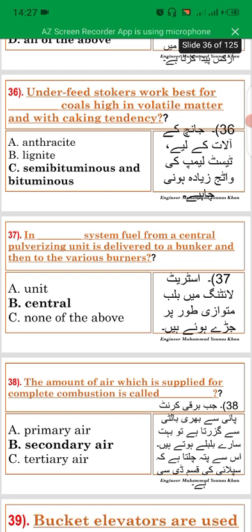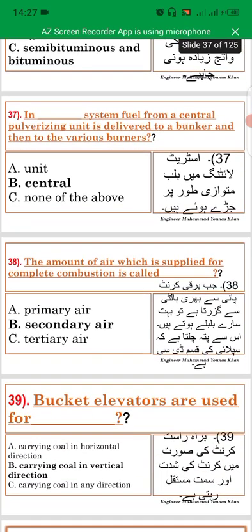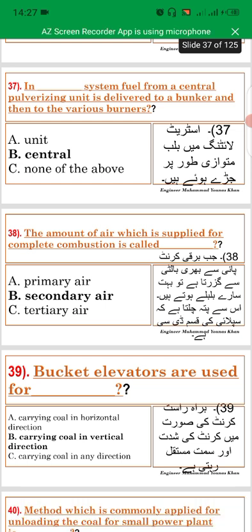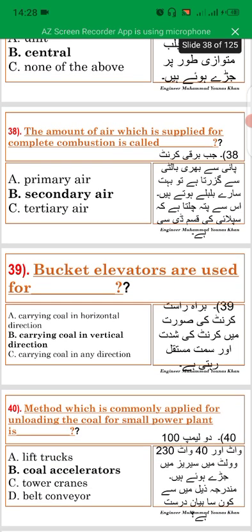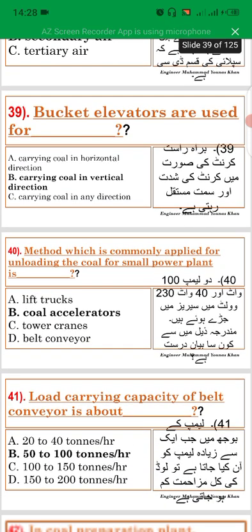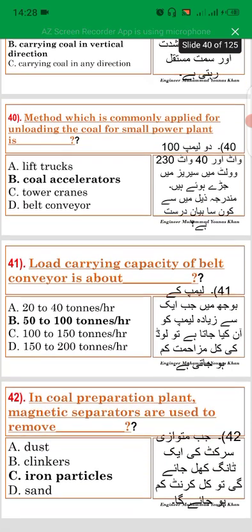Underfeed stoker works best for semi-bituminous and bituminous coals high in volatile matter and with caking tendency. In central system, fuel from a central pulverizing system unit is delivered to a bunker and then to the various burners. The amount of air which is supplied for complete combustion is called secondary air. Bucket elevators are used for carrying coal in vertical direction.